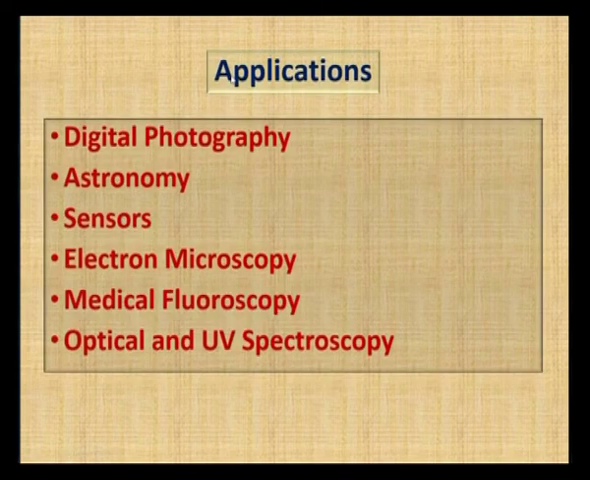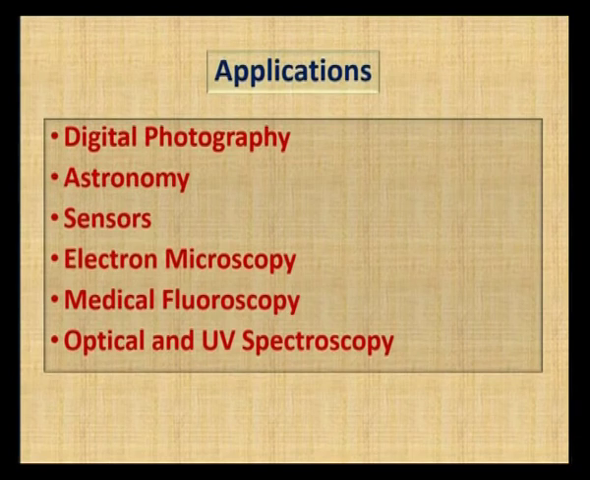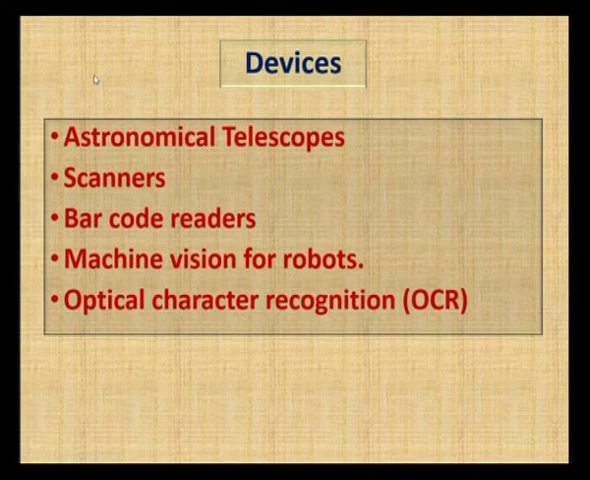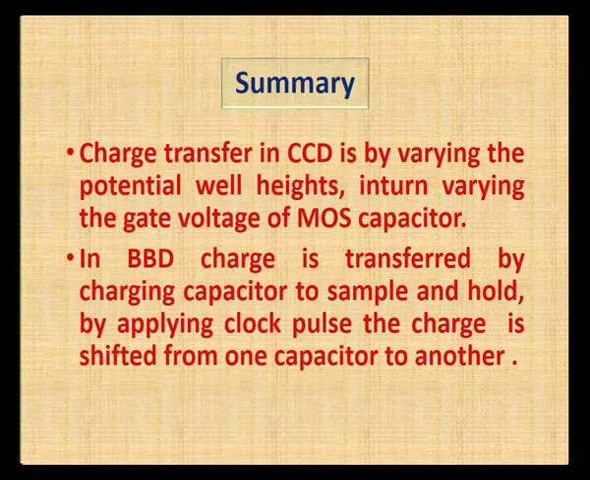Next we move on to the applications. As I said, CCDs and bucket brigade devices work in digital photography and astronomy sensors, electron microscopy, medical fluoroscopy, and optical and UV spectroscopy. These are the applications where we use charge transfer devices. Devices where we can find them are astronomical telescopes, scanners, barcode readers, machine vision for robots, and optical character recognition.